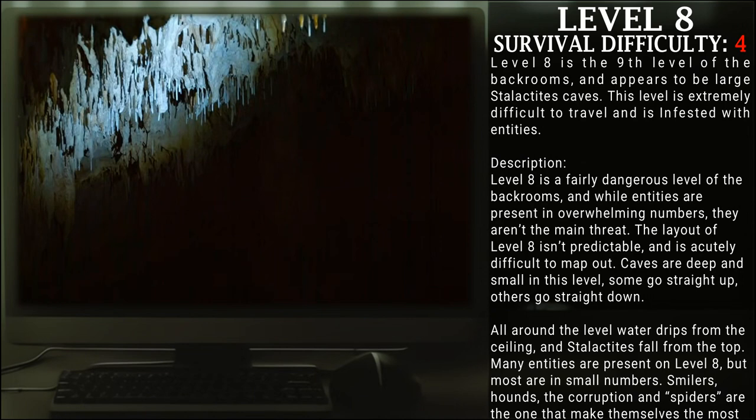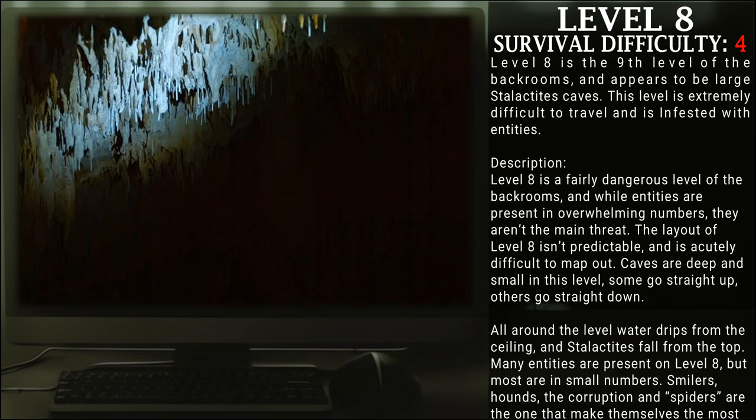Also known as Creaking Caverns. Survival difficulty: Class 4. Level 8 is the 9th level of the Backrooms, and appears to be a large stalactite cave. This level is extremely difficult to travel in, and is infested with entities. Description: Level 8 is a fairly dangerous level of the Backrooms.